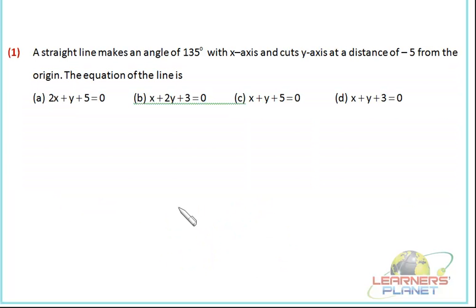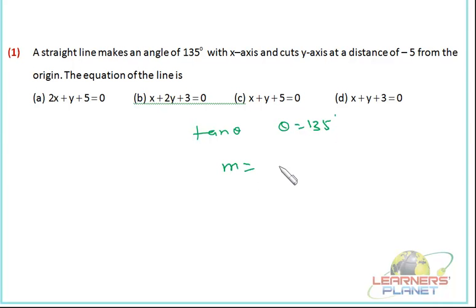Now we try this problem based on this concept. Slope intercept form. A straight line makes an angle of 135 degrees with the x-axis and cuts the y-axis at a distance of -5 from the origin. The equation of the line is, okay, tan theta, here theta is 135 degrees, right?